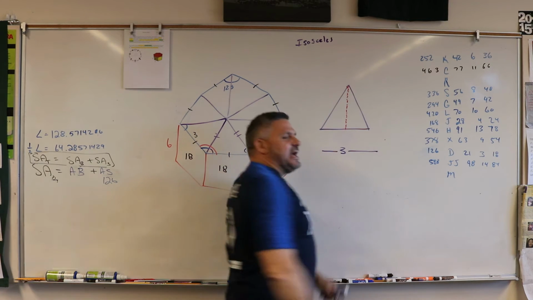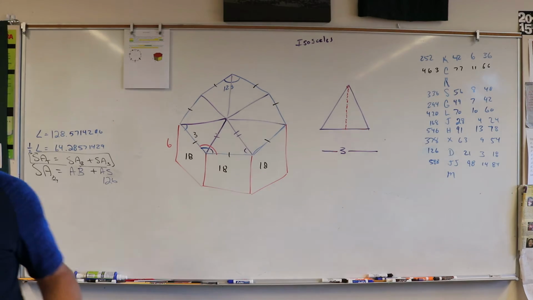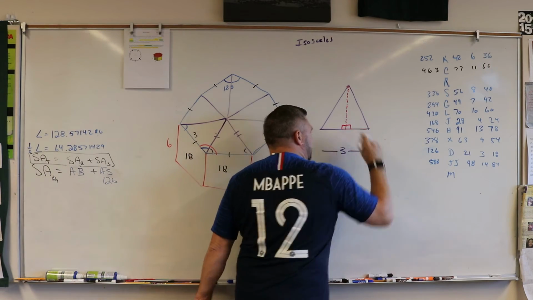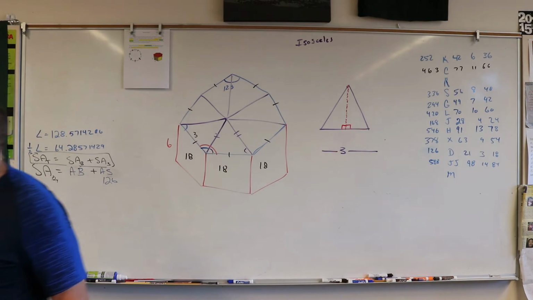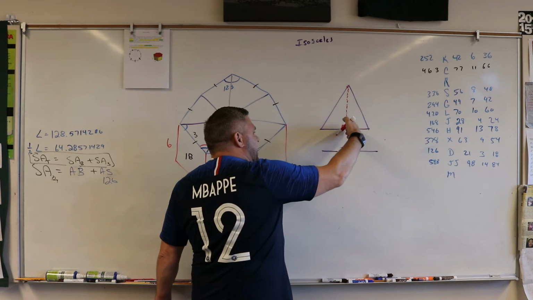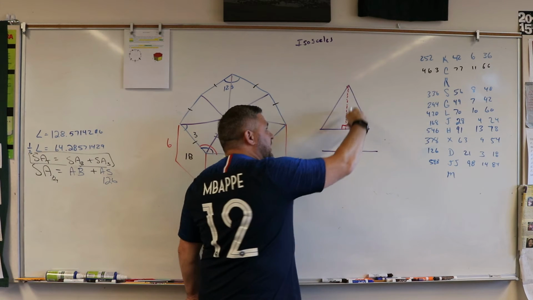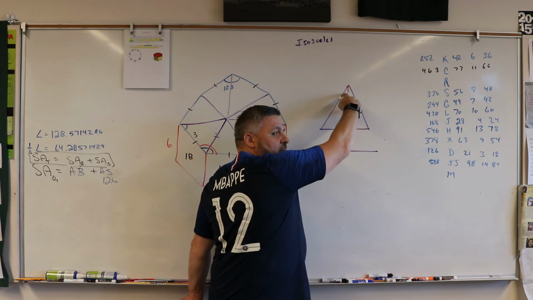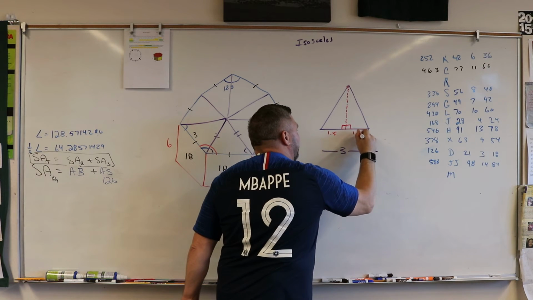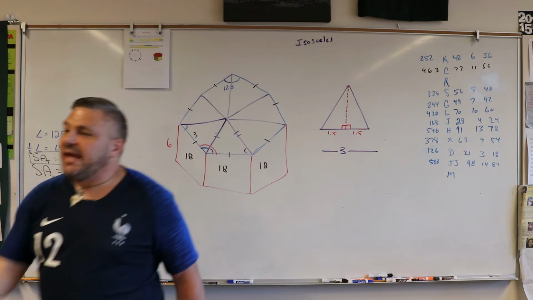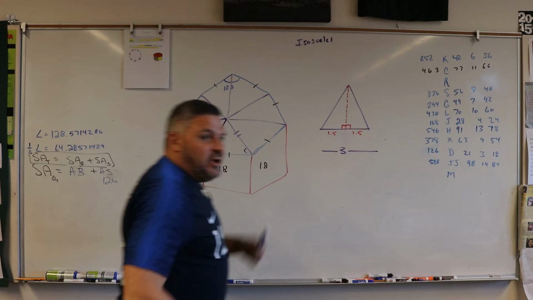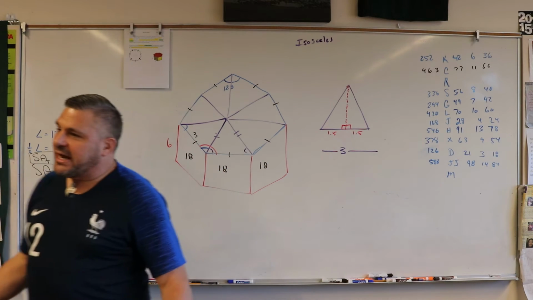Why am I caring about my half base? Because I want to make this into a right triangle, which means I'm going to cut this angle in half. What I'm going to do is cut this in half, so I'm going to have 1.5 and 1.5. If you're at 10, you're going to have 5 and 5. If you're at 8, you're 4 and 4. If you're at 7, you're 3.5 and 3.5.